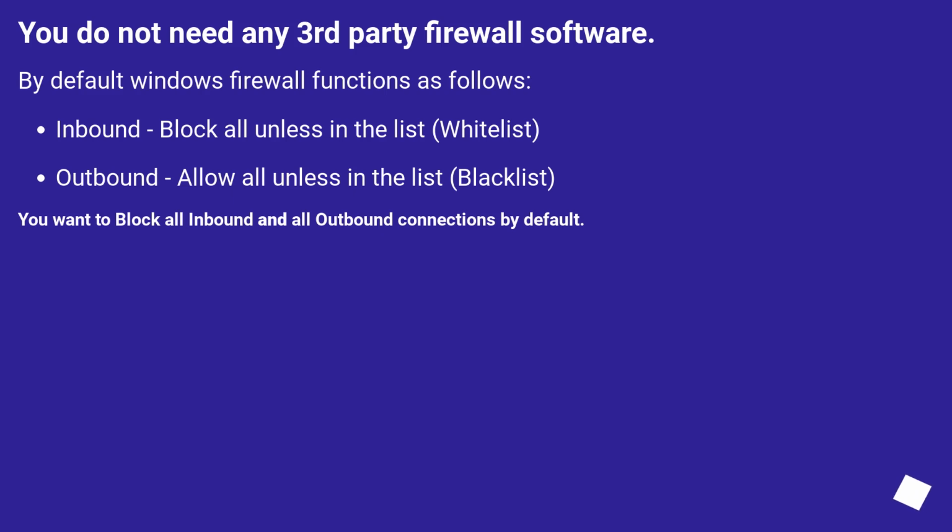You do not need any third-party firewall software. By default, Windows Firewall functions as follows. Inbound: block all unless in the list, whitelist. Outbound: allow all unless in the list, blacklist. You want to block all inbound and all outbound connections by default.